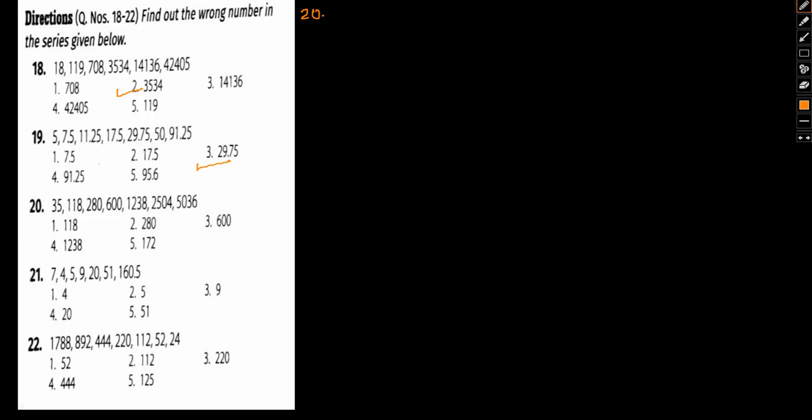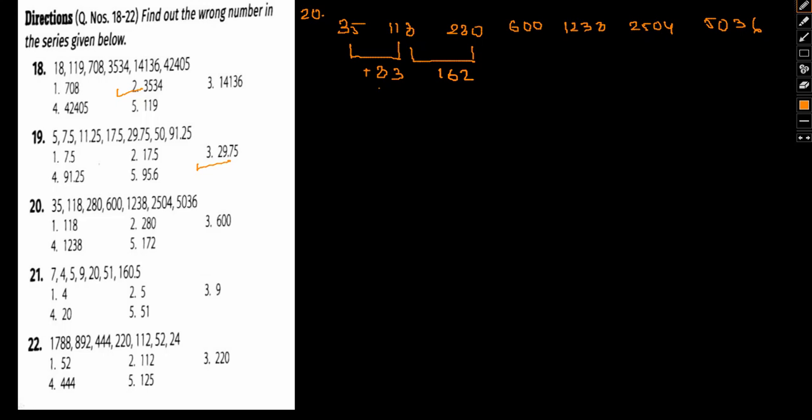So 20, what we have is 35, 118, 280, 600, 1238, 2504 and 5036. Okay, so again 35 to 118, it's not the, basically we can actually go with the plus or minus difference only. This comes out to be 83, this would come out to be 162. Okay, we can see a pattern here.